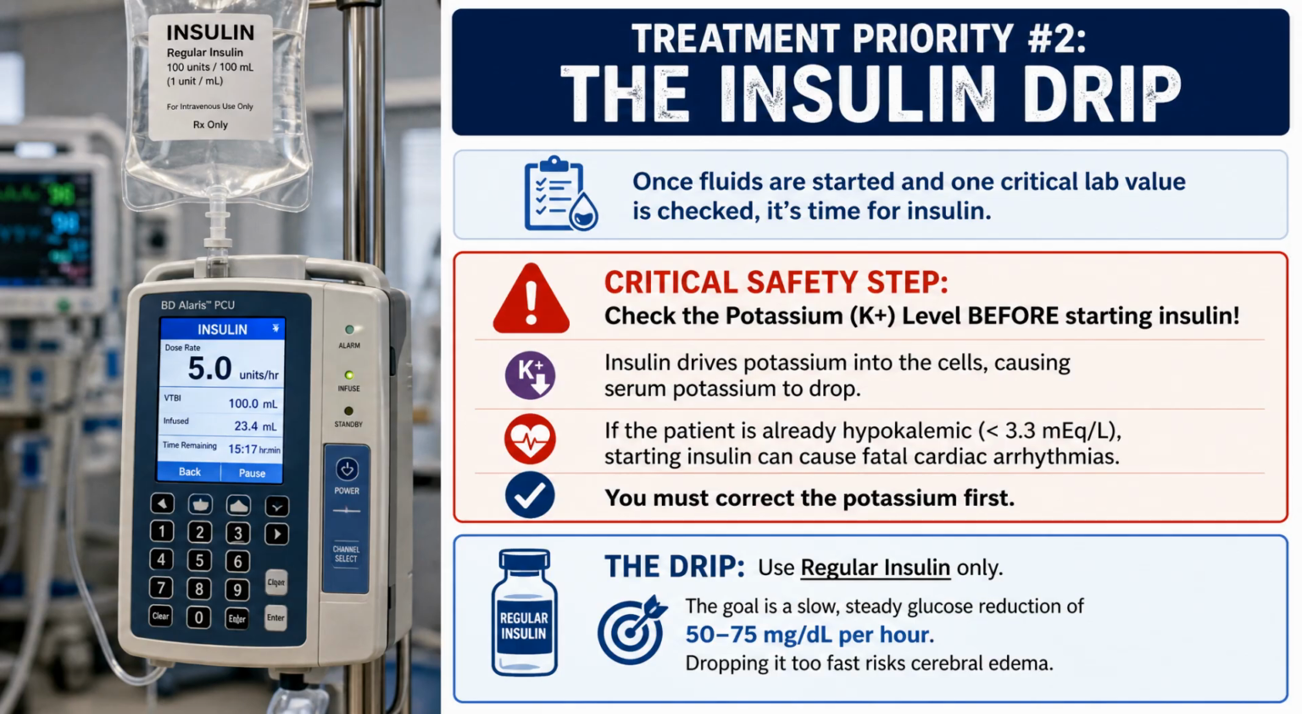Once fluids are on board, we can prepare to start an insulin drip. But there is one critical safety step you must take first. You must check the potassium level. Insulin works by pushing potassium from the blood into the cells. If your patient's potassium is already low, starting an insulin drip can cause life-threatening cardiac arrhythmias. If the potassium is less than 3.3, you must replace it before starting insulin. The goal is then to lower the glucose slowly and steadily.